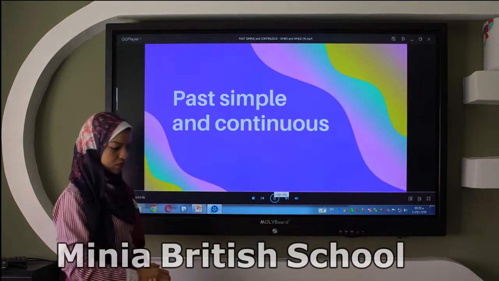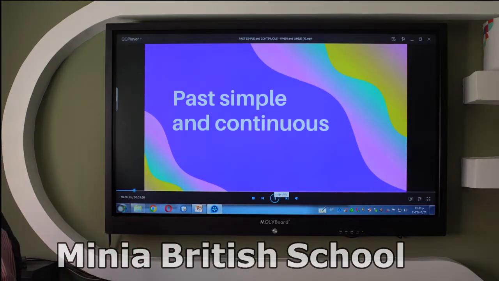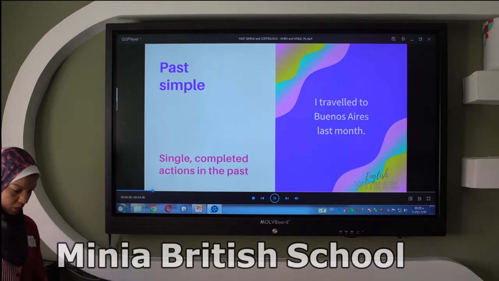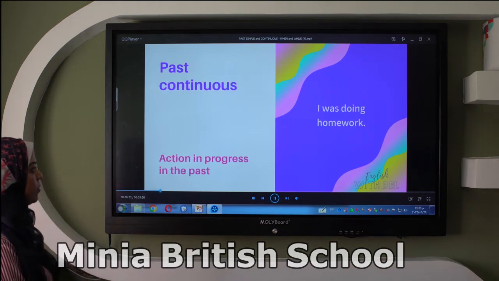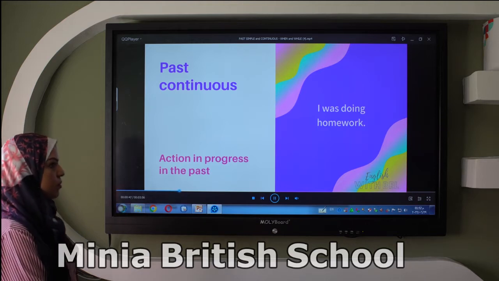Today, we're going to talk about past simple and continuous. First of all, let's have a look at how we use these tenses individually. In the case of the past simple, we use it to talk about single completed actions in the past. For example, I traveled to Buenos Aires last month. This action started and finished in the past. The past continuous, however, is used to talk about an action in progress in the past. For example, I was doing homework. The action in this sentence is not a single one. On the contrary, it is a long action which took place over a period of time.